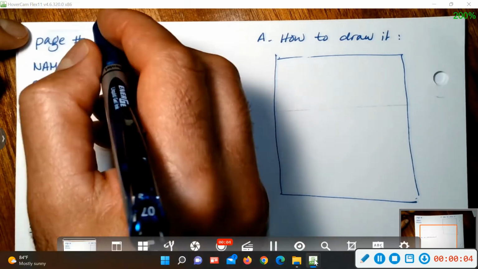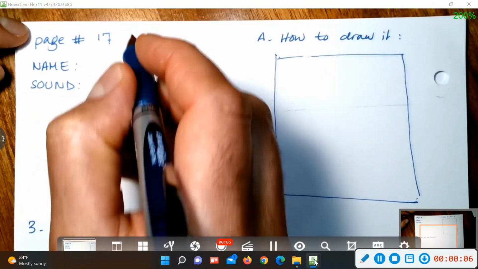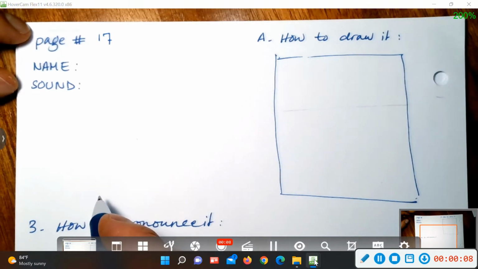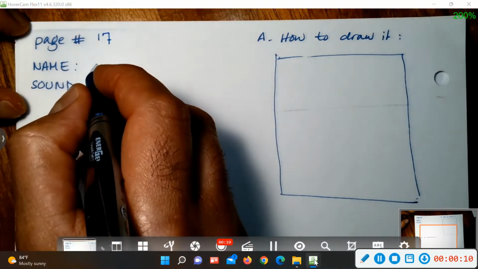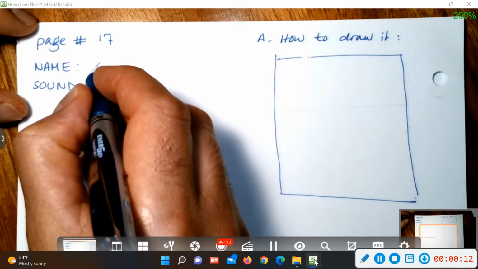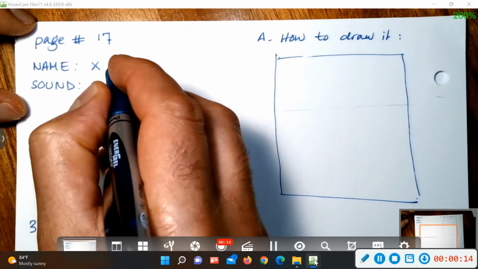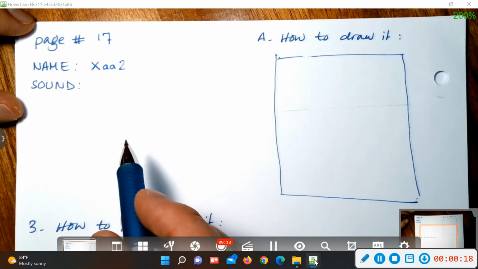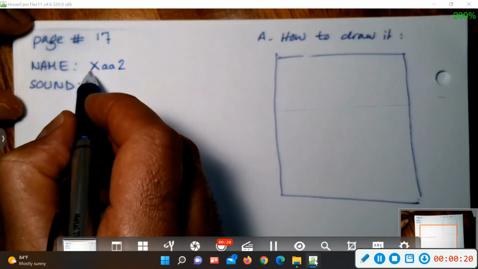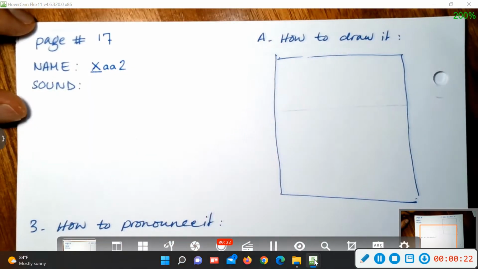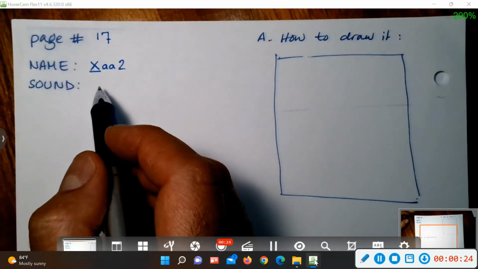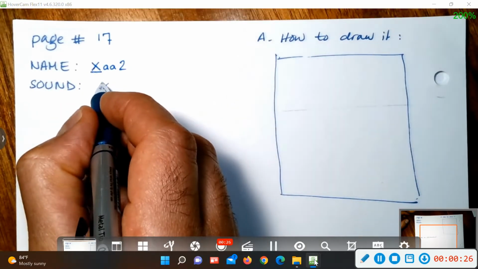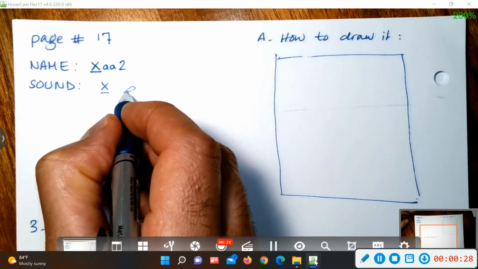Letter number 17. The. Now I'm gonna use X, underlined X, to represent the sound the. The.